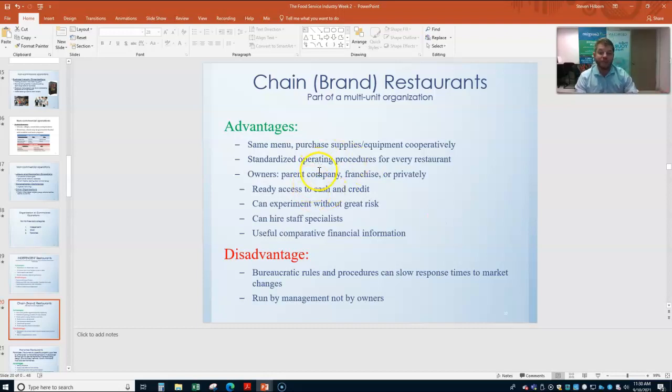Some of the advantages are that they have the same menu, and they can purchase a lot of their equipment cooperatively. They don't need to purchase one deep fryer for $600. Instead, they can purchase 20 deep fryers, get them all for $400, and then as they need them, they can just move them to different restaurants as needed. They have standardized operating procedures for every restaurant. The way they cook their chicken wings, answer their phone, and greet a table are all the same.